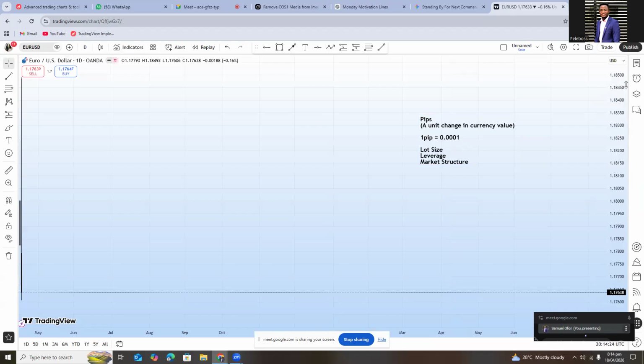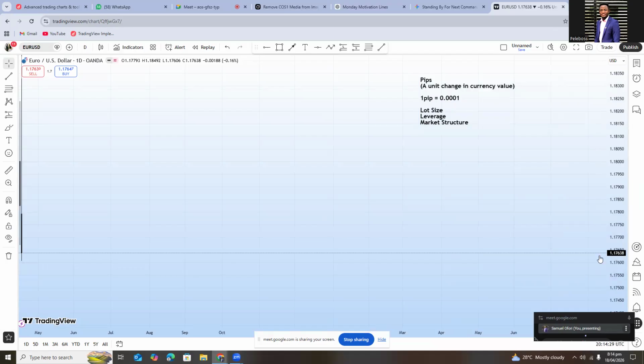So look at something here. We have that the current value for Euro USD is what? 1.17638. Now, this 8 is just a micro value, which we don't normally consider. We consider only up to the 4th decimal place. So as at the time that the market closed yesterday, Euro USD was trading at 1.1763.